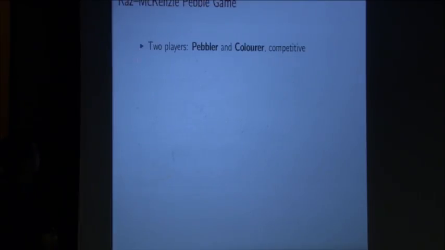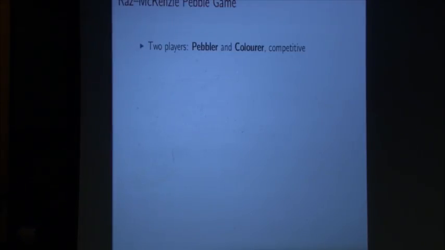If you make a game out of this, you get the Ross and McKenzie Pebble game. I don't know if this is the original motivation for introducing this game. We didn't think about it as a Pebble game. Oh, well, anyway.